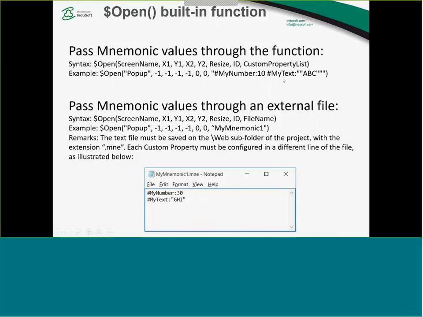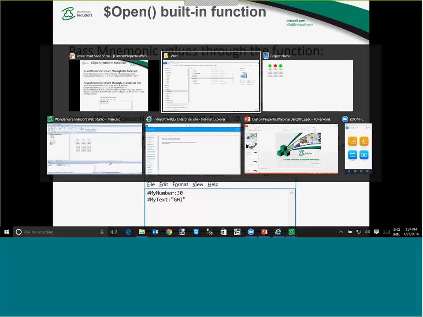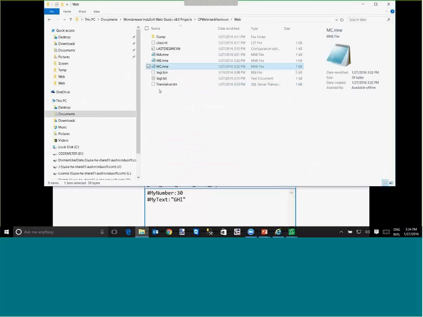Either define them as the last arguments of the open function using space to separate them, or you just define the name of a text file and define the custom property values on the text file on the web subfolder of the application with the extension MNE from Mnemonics, just like I did here.